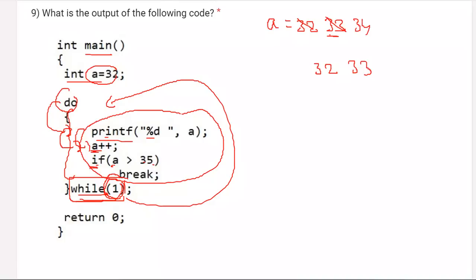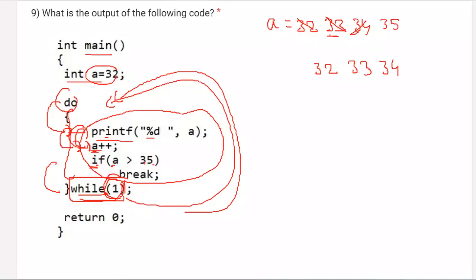Again if A greater than 35. If A is greater than 35, then only you can come out of the loop. Otherwise, while true, it is true. Again you are coming here. Again you execute the same. Print %d. That means the value of A is 34. Now A++. It is 35.